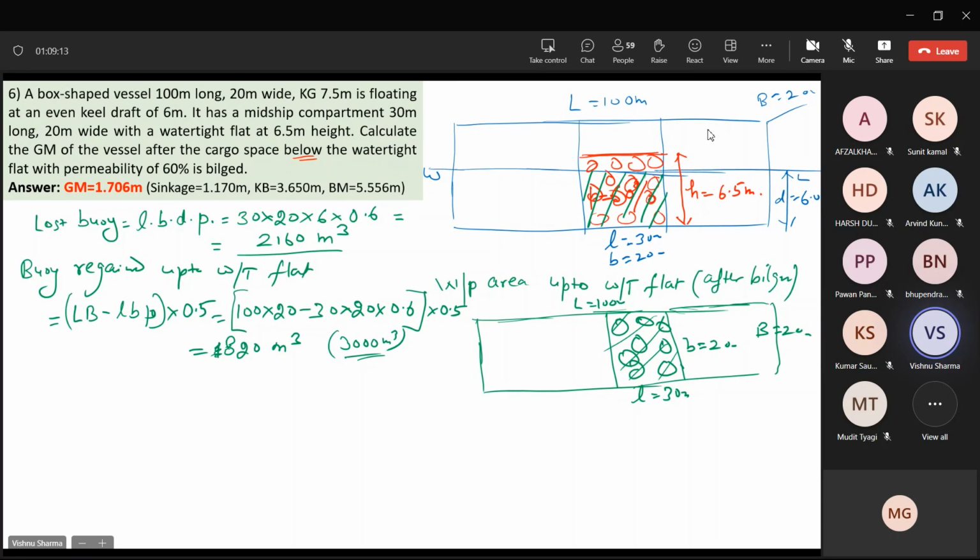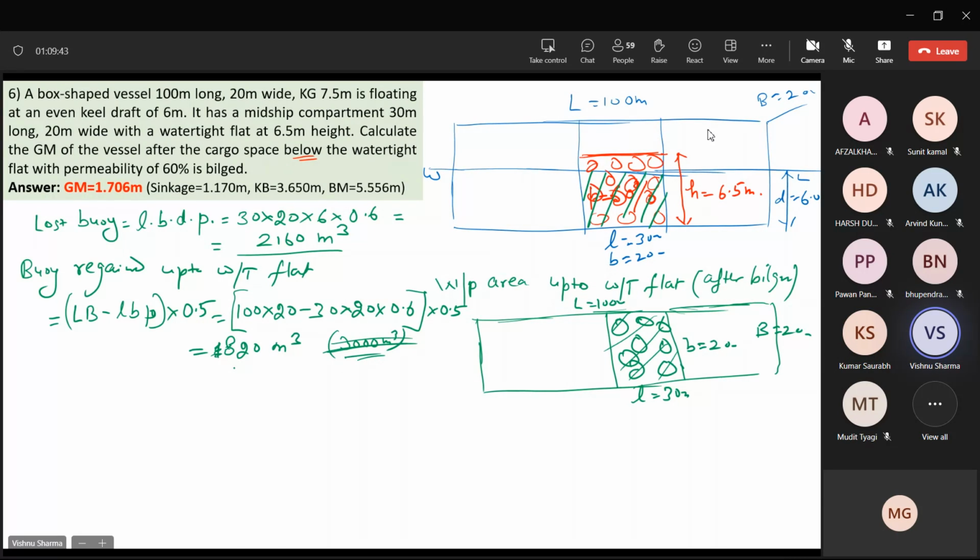Guys, I'm asking you, if the buoyancy regained up to watertight flat in our calculation had come 3000 cubic meters, what will it signify? It will signify that your final water line will be below the watertight flat. Yes or no? Correct? Yes, sir. If it was exactly 2160, it shows that your final water line is in line with the watertight flat. Correct? But what have we got?